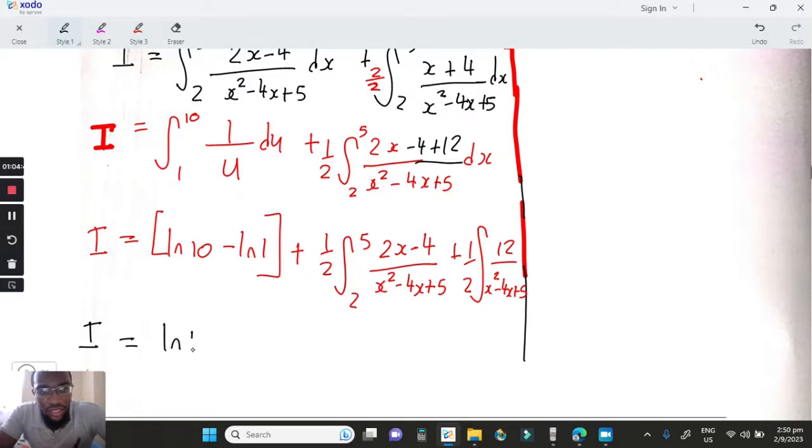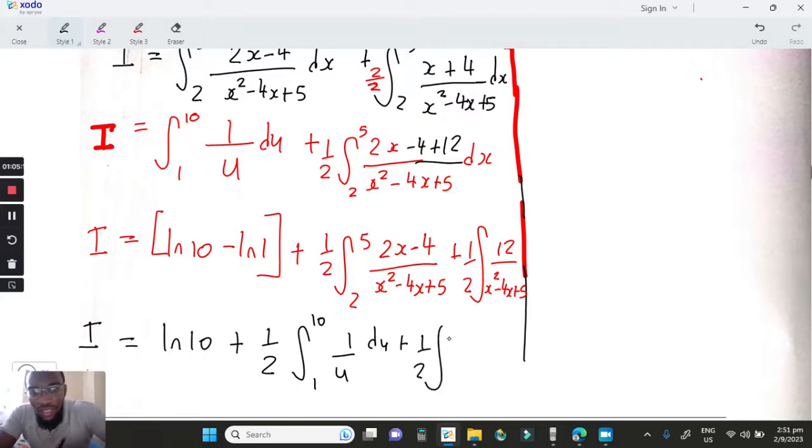This part is just log 10 plus this part now is half. We can apply our u substitution and it becomes, remember this part would now be du and the denominator is u, so it's a half, and we have now the integral from 1 to 10 of this part, our du, and this denominator is u. Plus now we just have half the integral from 2 to 5 of 12 over x squared minus 4x plus 5. Now it is easy, guys.